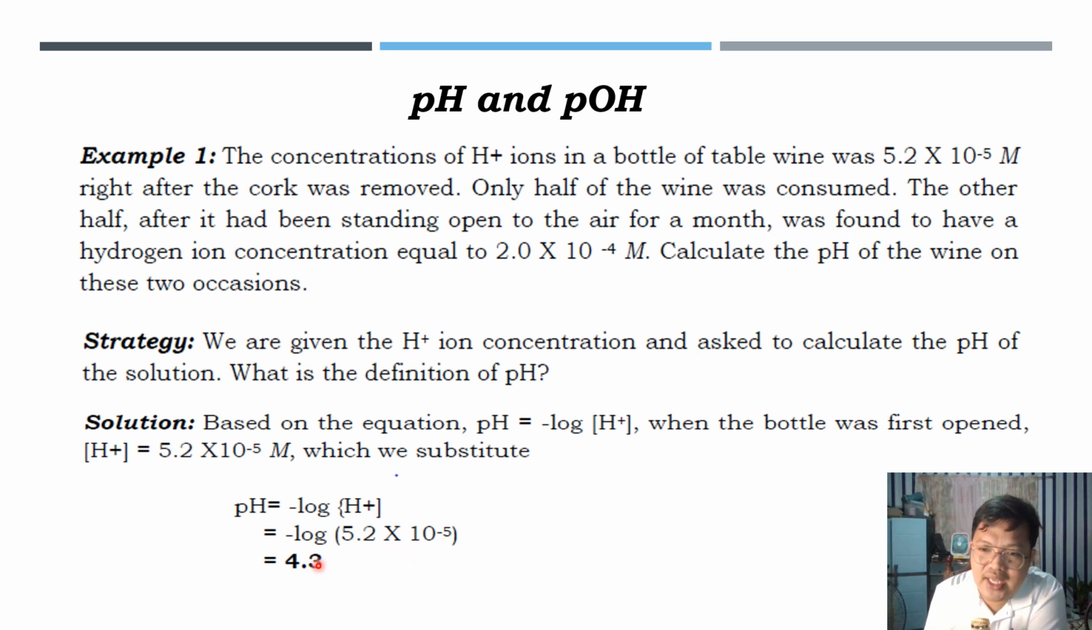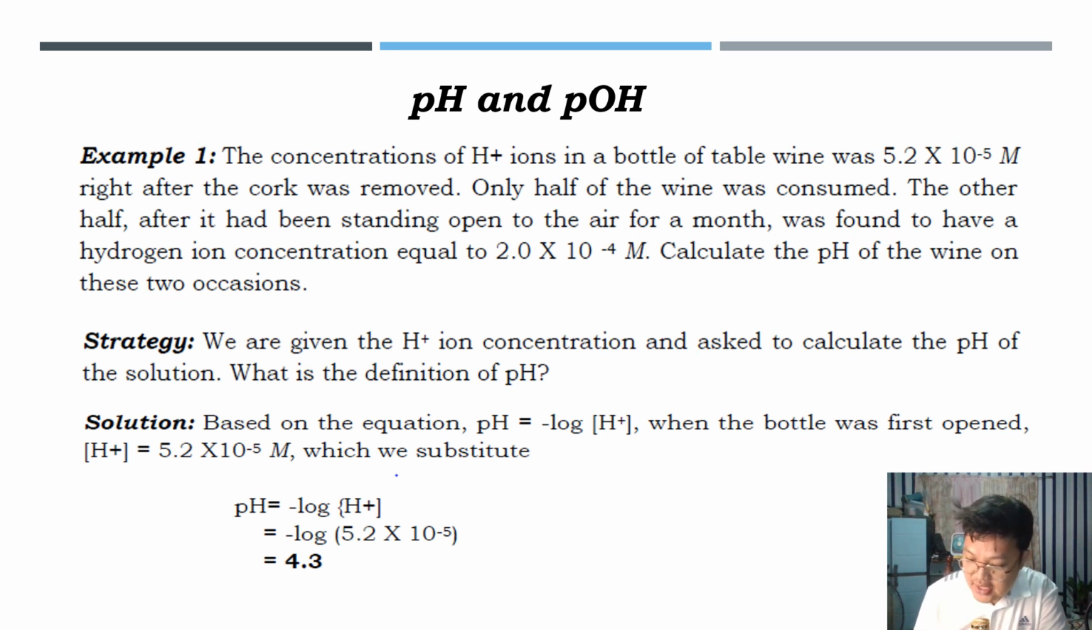Now, using your calculator, let us try to calculate this one. Using your scientific calculator, you may input the sign negative, and then you press the log, and then you input the 5.2 times 10 exponent raised to negative 5, then you will arrive at the answer 4.28. But on the slide, you can see that it's 4.3. It's already rounded off.